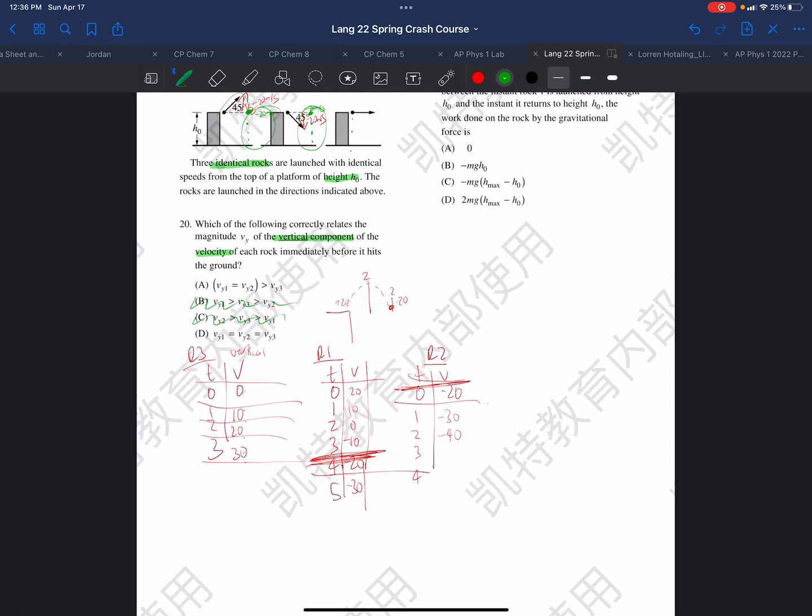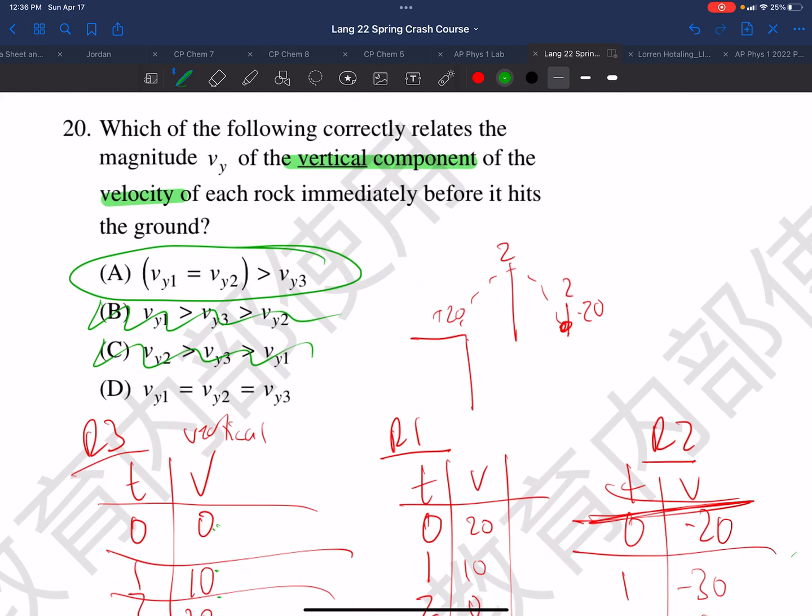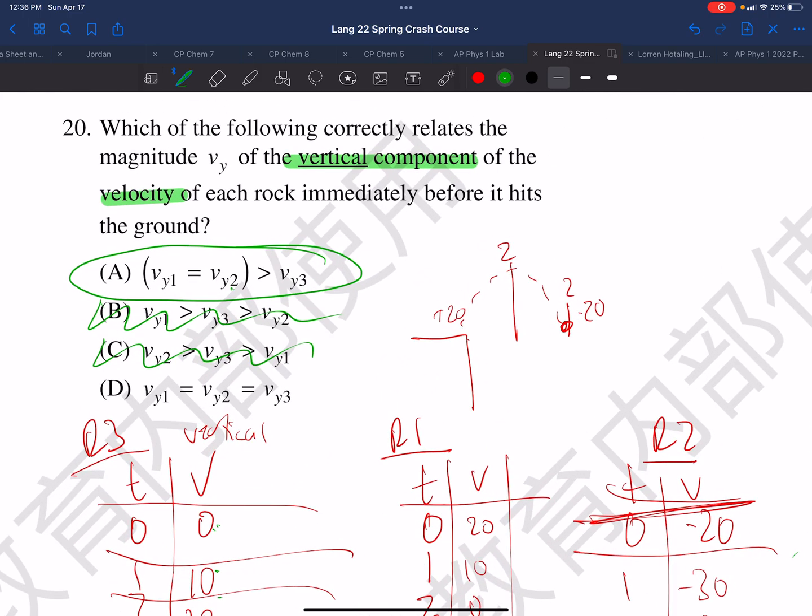So therefore, we are looking at choice 1. And these velocities will be greater than the velocity at 3.